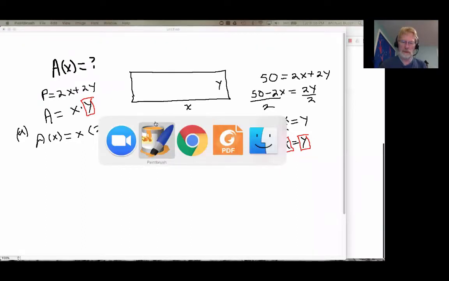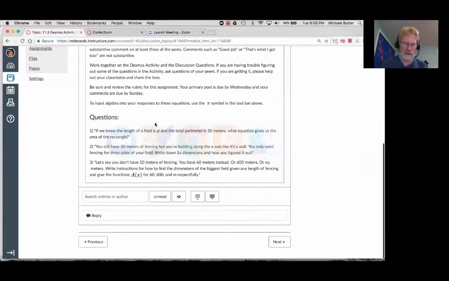Okay, cool. All right, so let's go back and see what the second question is. Okay, you still have 50 meters of fence, but you're building along the x-axis like it's a wall. You only need fencing on 3 sides of your field. Write down the dimensions and how you figured it out.